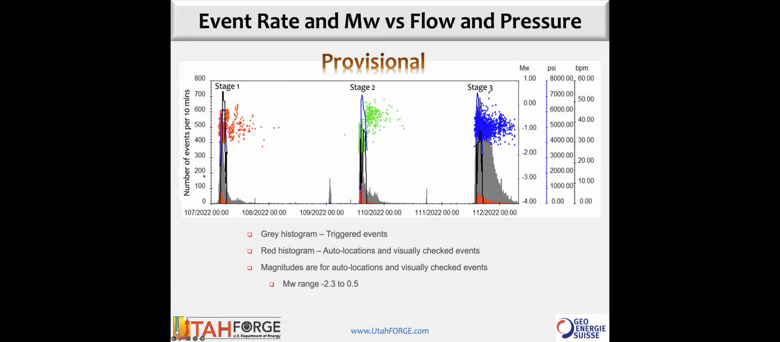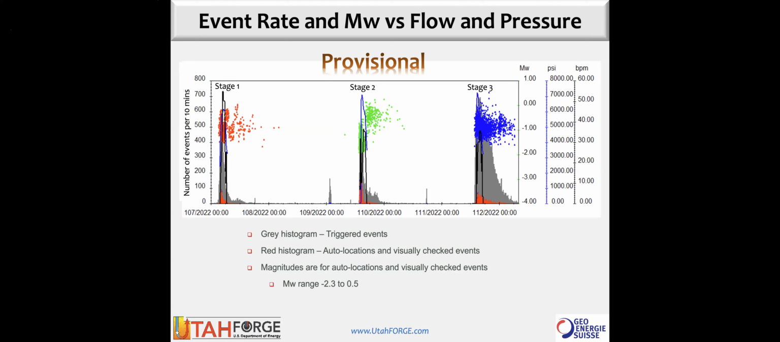What you're seeing here, essentially number of events per 10 minutes, that is the gray histograms. We have pressure plots in black and some of the auto detect locations that have been visually checked. So basically, I don't have my note in front of me for this slide, but I believe at the time this slide was presented, we had essentially 30,000 or more triggered events.